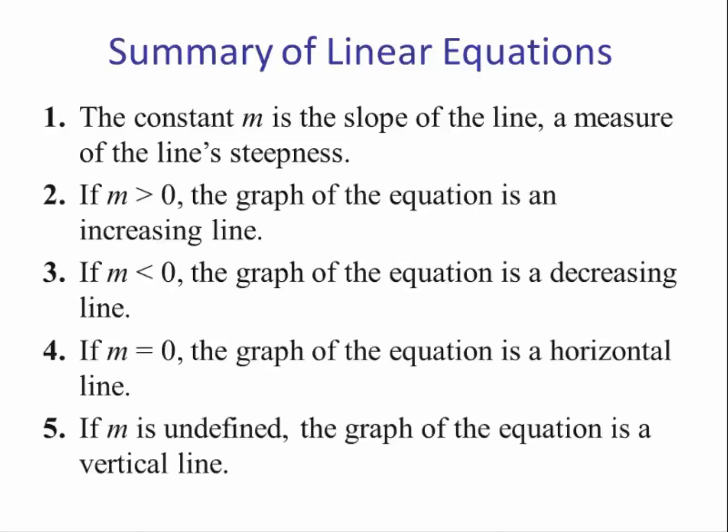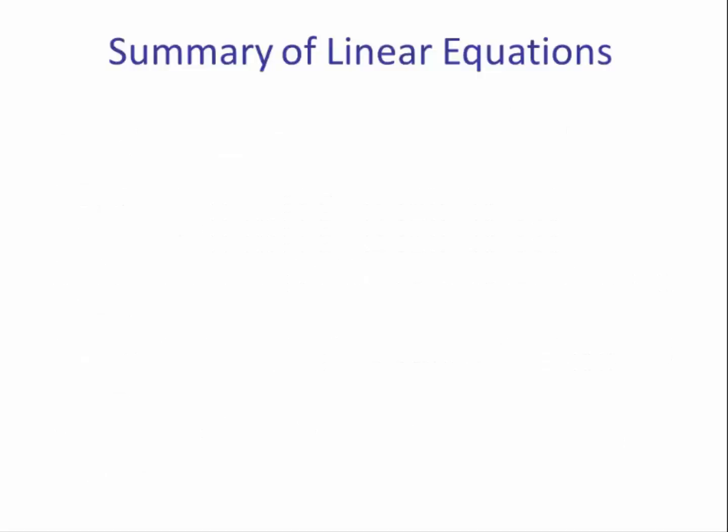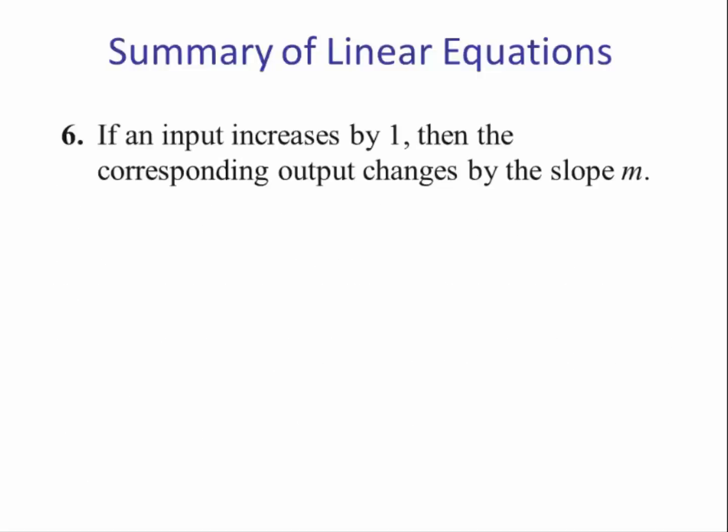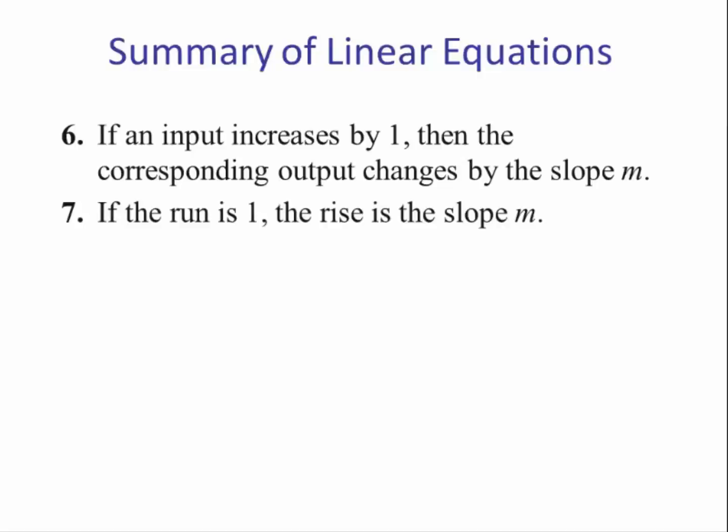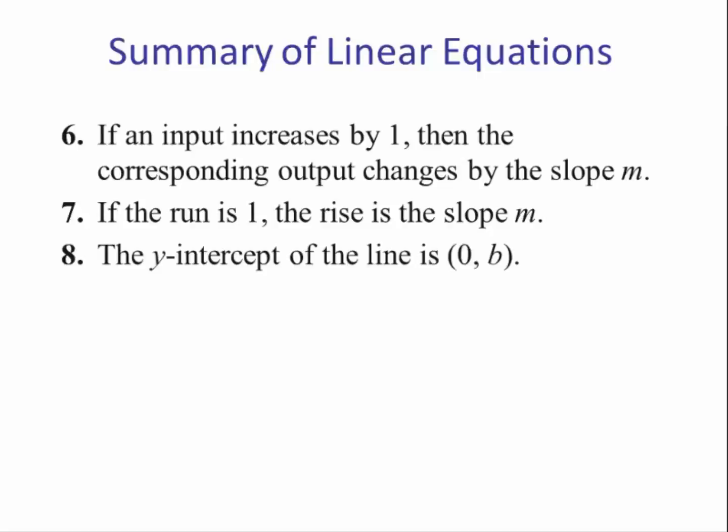Number 5, if the slope is undefined, if we have a 0 in the denominator, the graph of the equation is a vertical line. Number 6, if an input increases by 1, then the corresponding output changes by the slope m. Number 7, if the run is 1, the rise is the slope m. Number 8, the y-intercept of the line is 0, b.